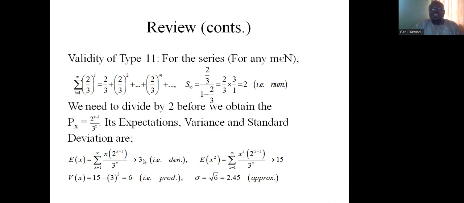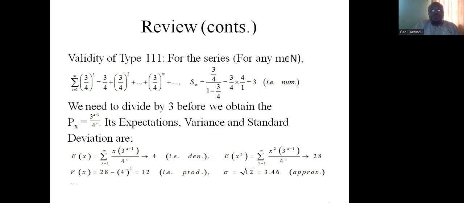Expectation converges to 3, the denominator. Expectation of x squared converges to 15. As such, the variance converges to 6, and 6 happens to be the product of the numerator as well as the denominator. To be able to check the validity of this, be sure you have a powerful machine. Otherwise, it will give you a fake convergence. So the standard deviation is equal to the square root of 6, which is 2.45, approximately.